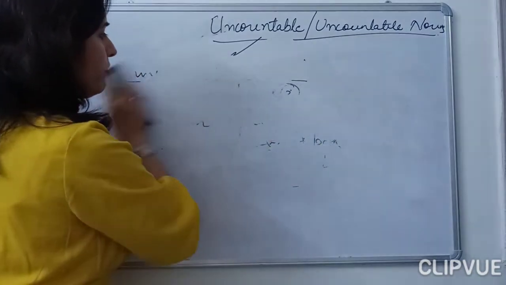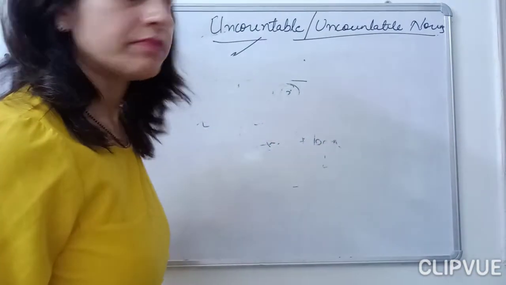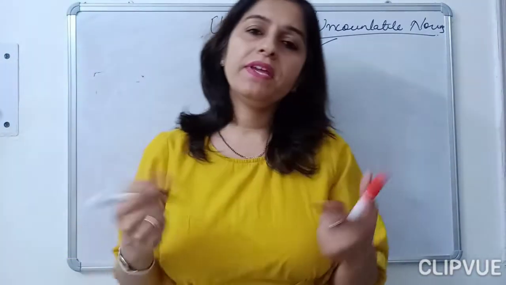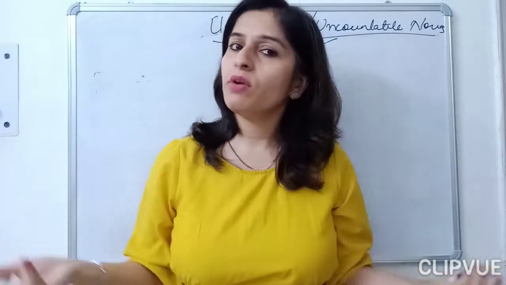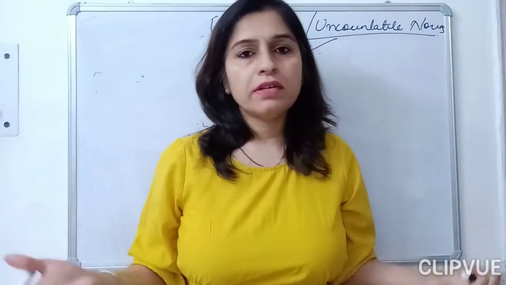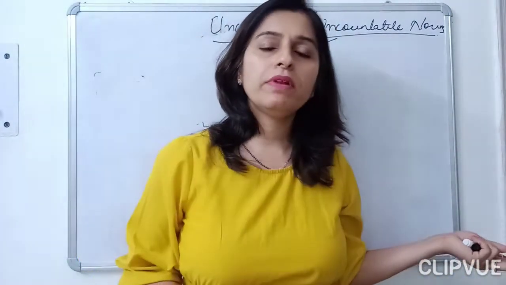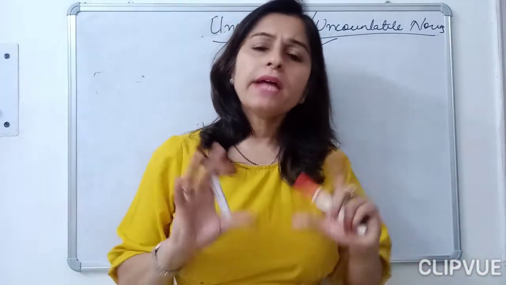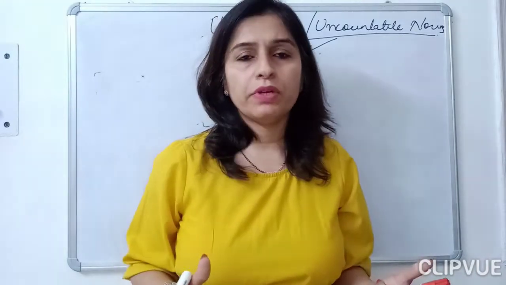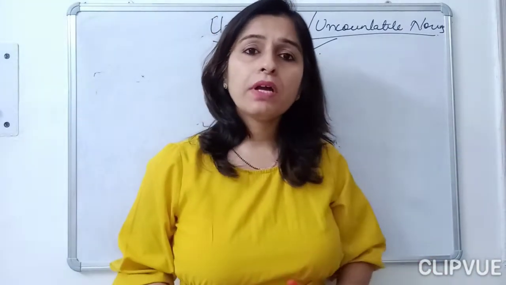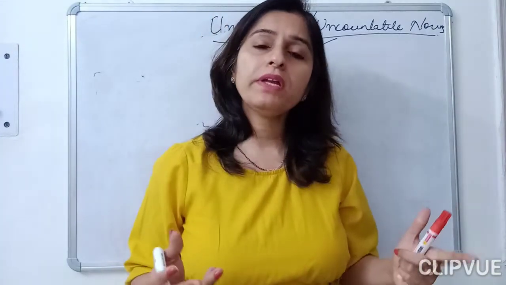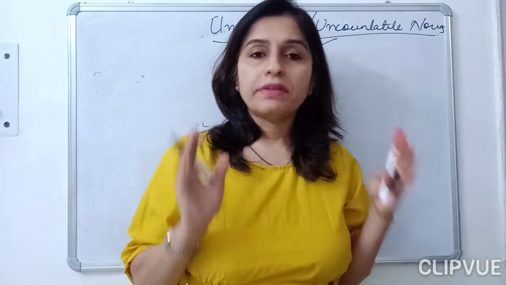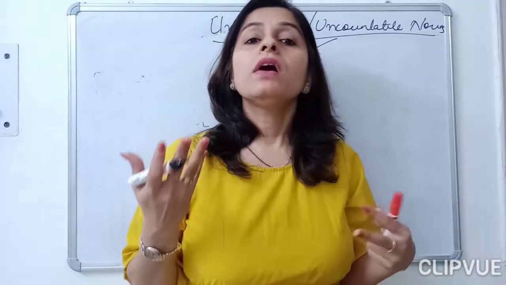Uncountable noun, children. Now, what are uncountable nouns? As we have learned that countable nouns are those which can be counted, ideally the definition for uncountable will be the nouns that cannot be counted. So, what are those nouns which cannot be counted, children? You will say, ma'am, books can be counted, pens can be counted. So, how is it possible that nouns cannot be counted? There are some other nouns which cannot be counted.